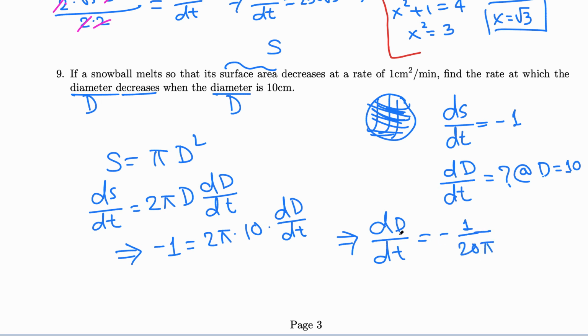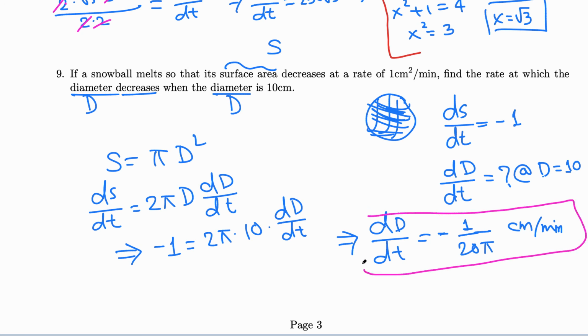Okay, so the diameter also decreases because we got negative at this rate. So its diameter is length, so only centimeters per minute. Okay, that's the final answer here. This negative means diameter decreases. Obviously, when a snowball melts, surface area decreases, so diameter also decreases in this way. Final.